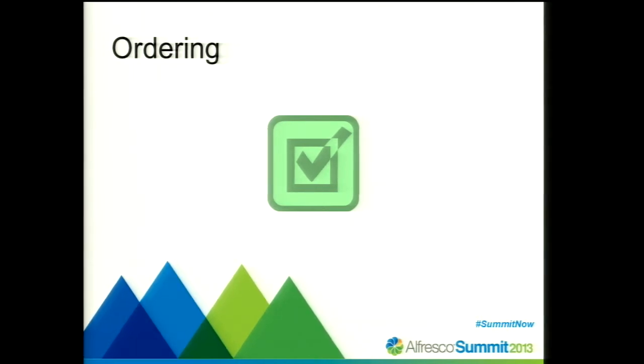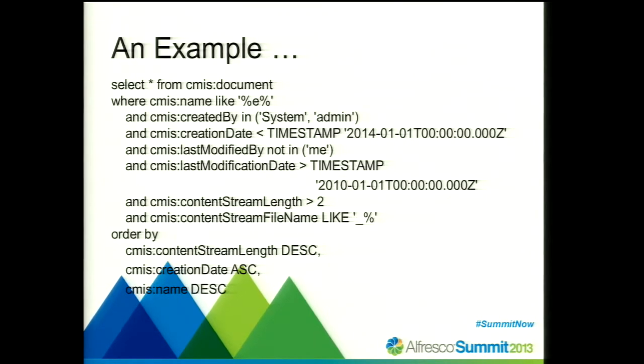If you select from CMIS document and order by CMIS name, and you have 10 million documents in your repository, you will have to wait a bit of time. And if you want to know how long, I would say about 30 seconds. Again, it depends on your DB and your configuration and all sorts of other things, but that's typical on some databases. That's the kind of top end of things. Some are better than others.